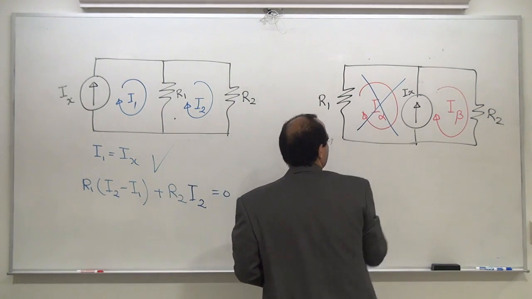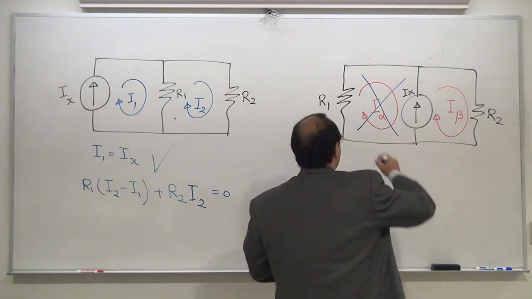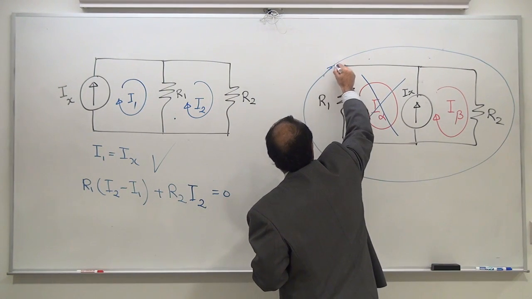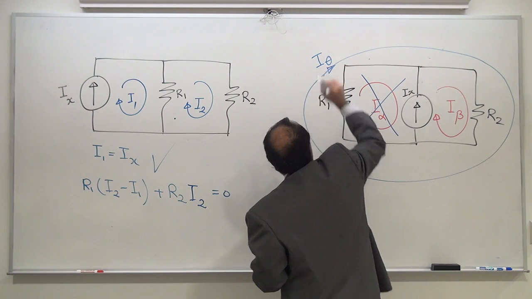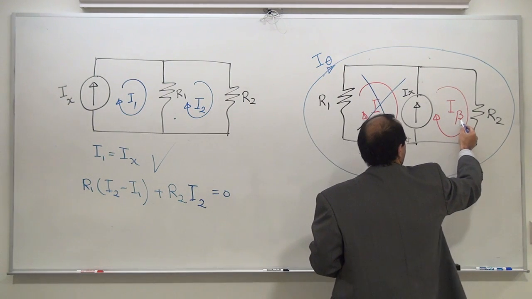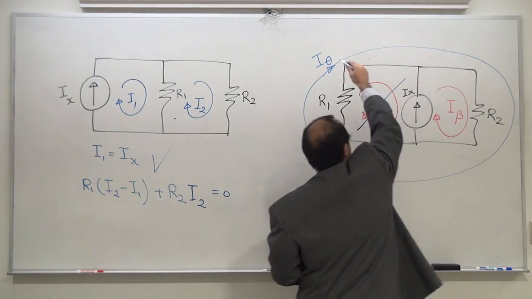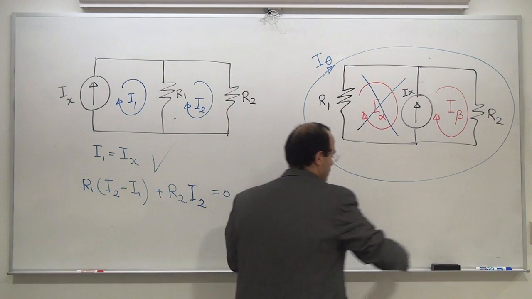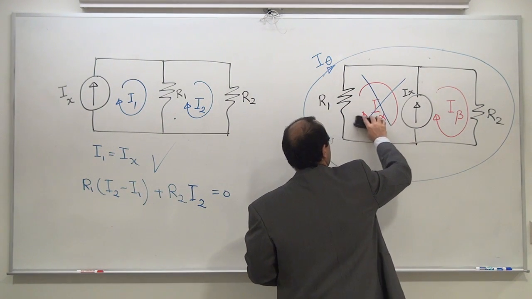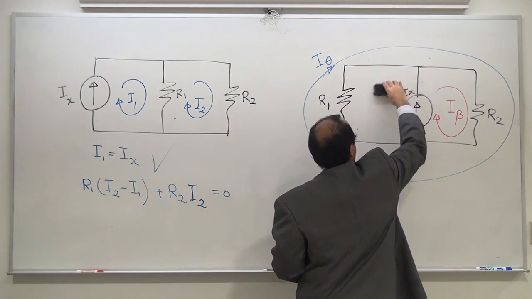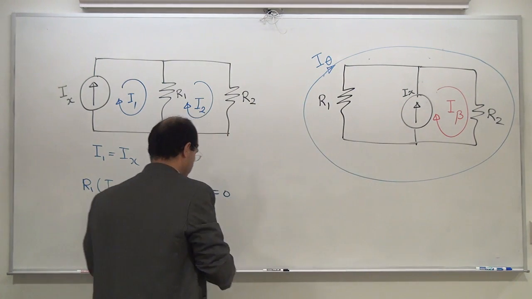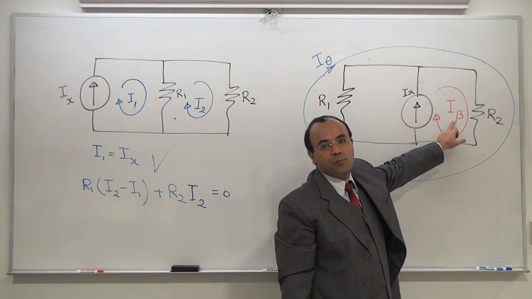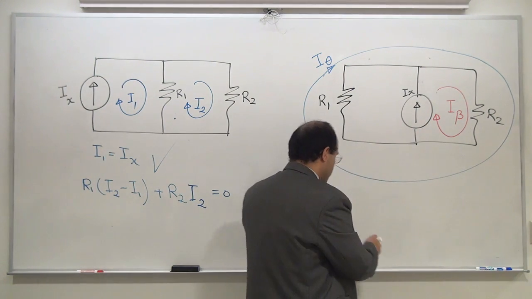So I'm going to remove this. But the only thing that is left for me would be this big one. I'm going to call this I theta. Of course, this value is going to also change, but I don't want to put prime on it. Let's see what happened. I'm going to remove this. Let's see this. What do you see? This current source now is communicating with loop beta, and therefore I know what I beta is.